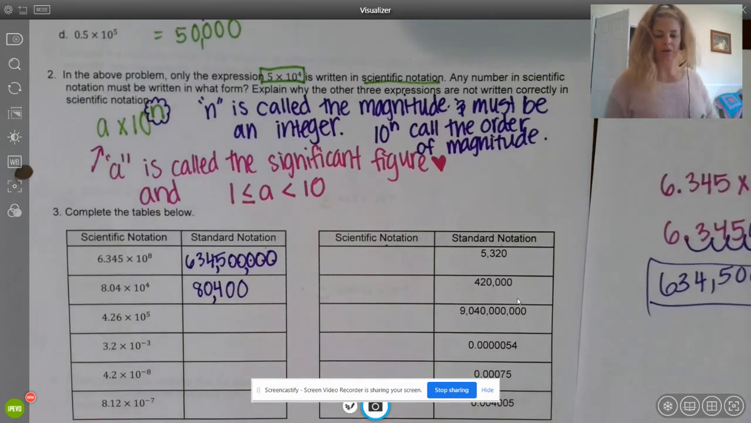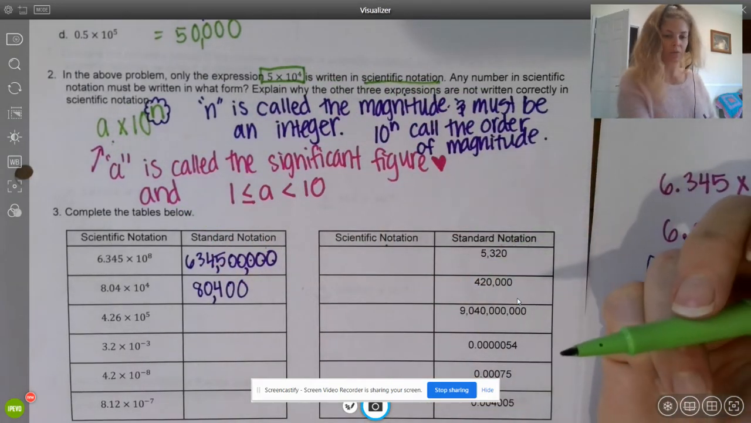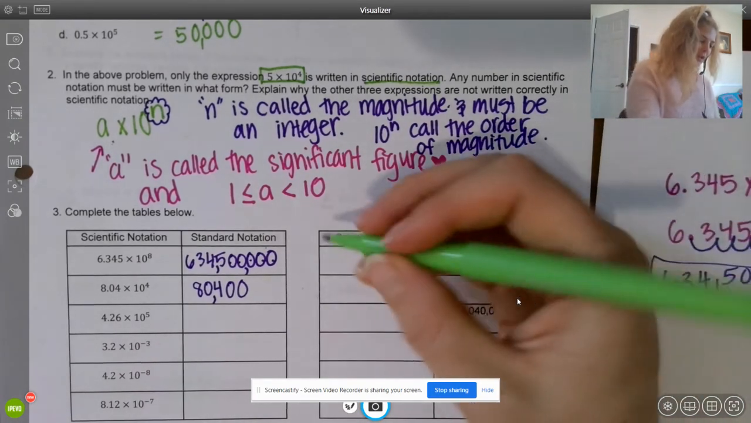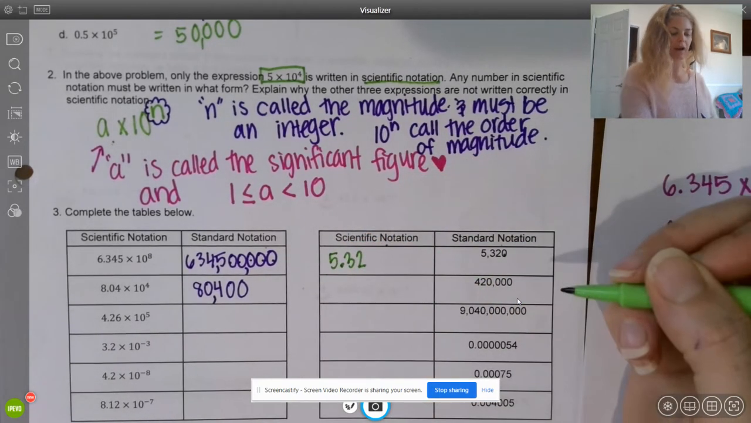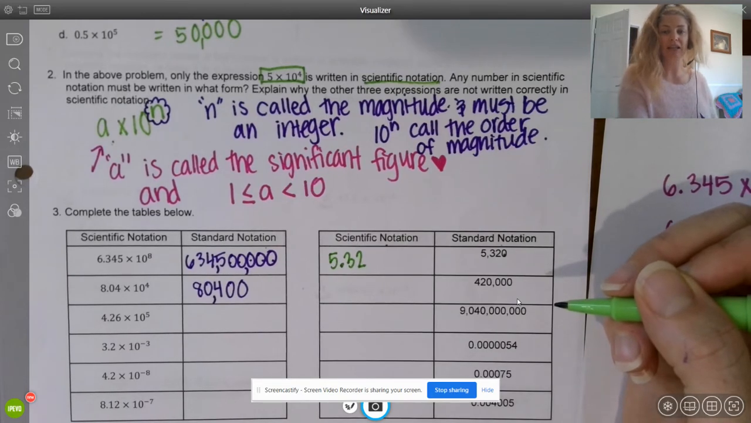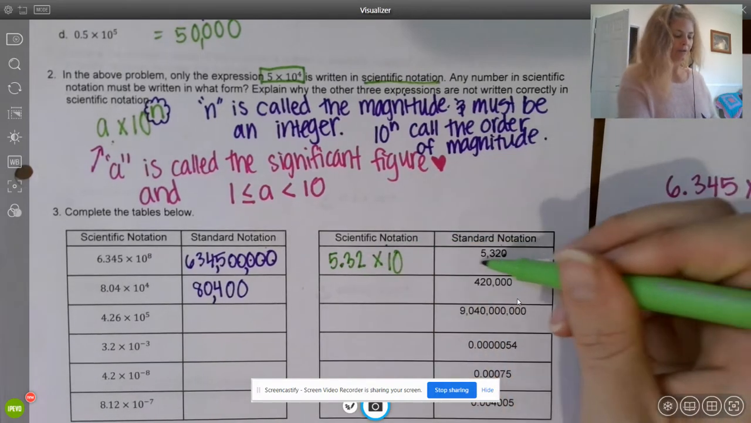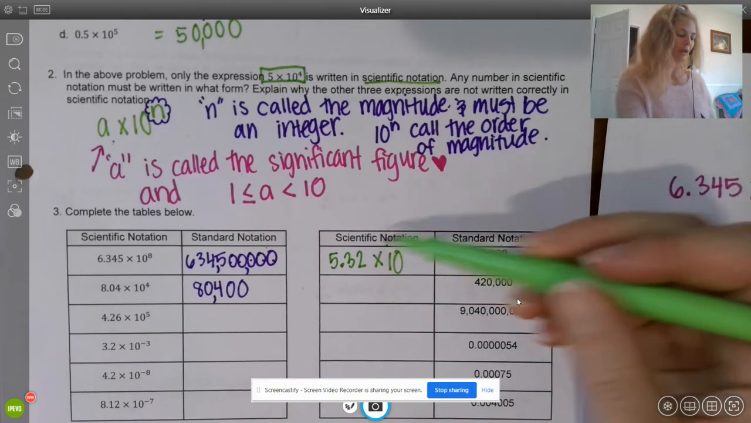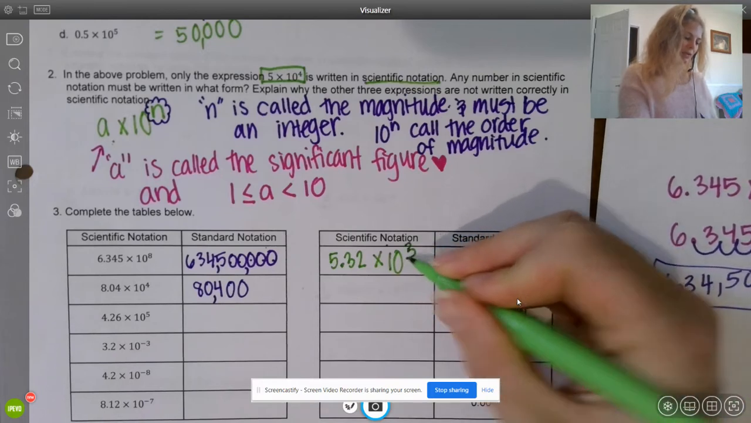On the other side here, going from standard notation, well, remember this a value has to be greater than or equal to 1 and less than 10. So for here, that would be 5.32. We don't have to put the 0 there, but we do need to include all the other digits in our significant figure. Times 10 to the, to go back to our original number, we need to multiply and get bigger to the right. And that's 1, 2, 3 decimal places, so it's times 10 to the 3rd.